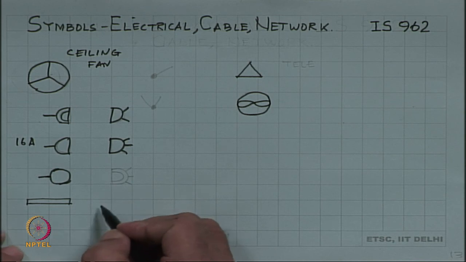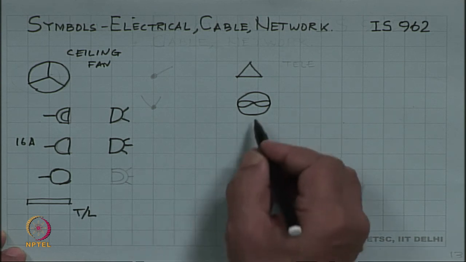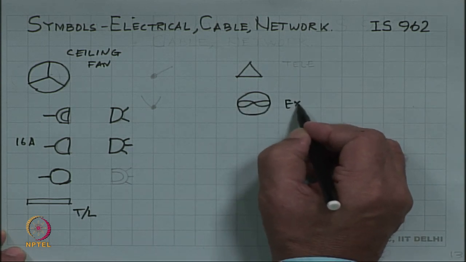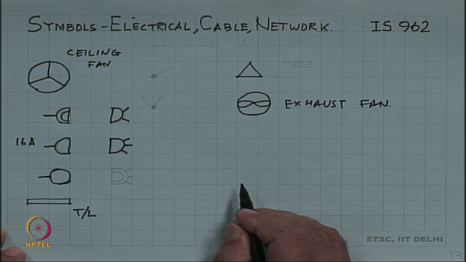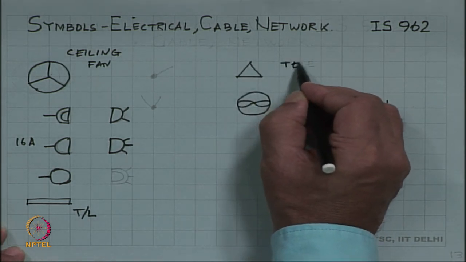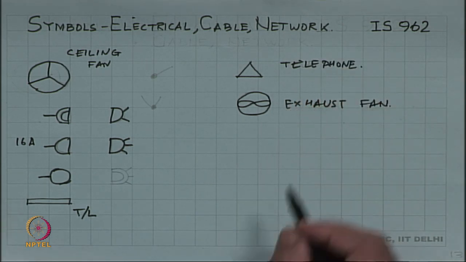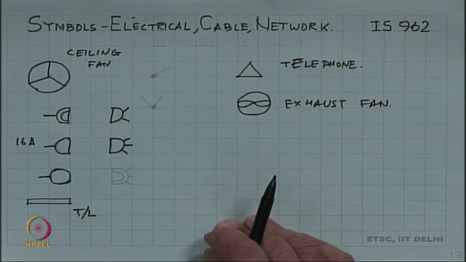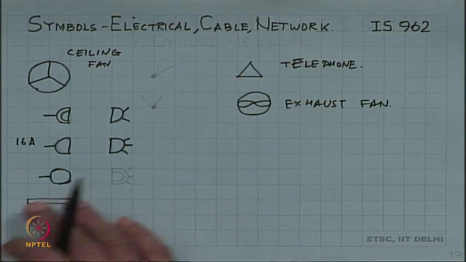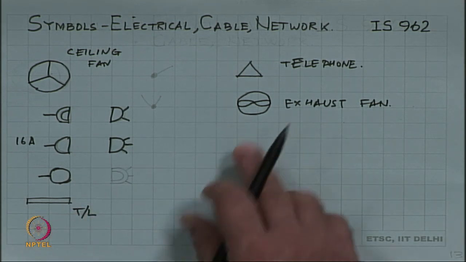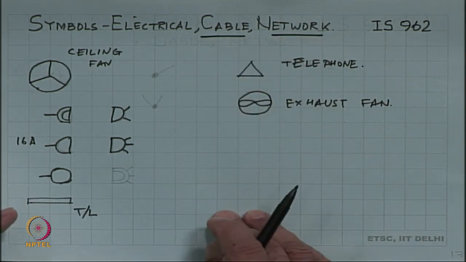You need to have an electrical connection up to that point. This is the picture for a tube light, and this is the symbol for an exhaust fan. This triangle would depict a telephone connection. This is very limited in use these days. So, many more symbols now need to come up, for example, for your cable connection, which could be your TV or data connection. It could be a network point which has to be there. So, these are additional ones for which new symbols have come up.